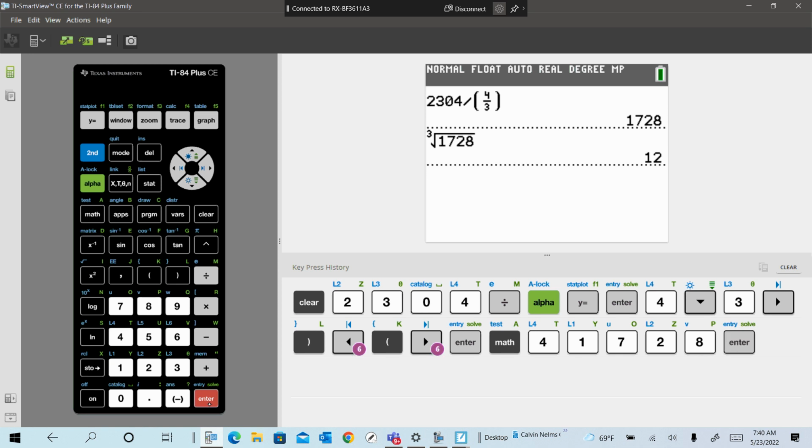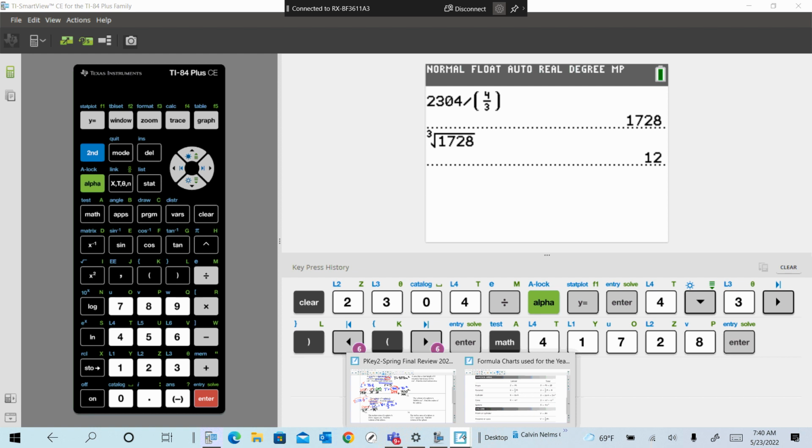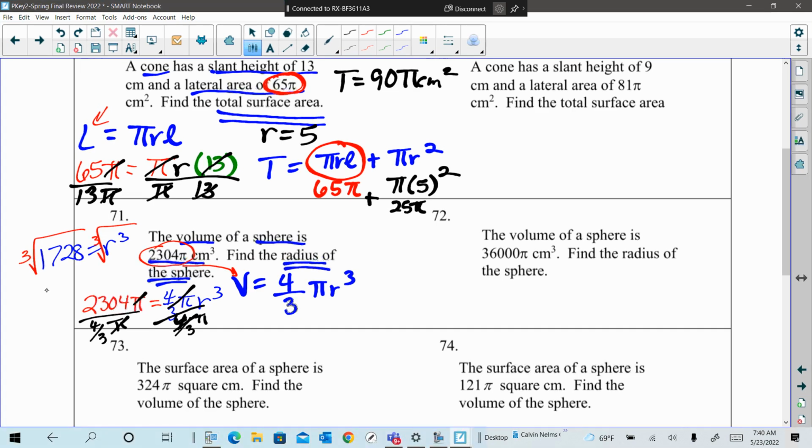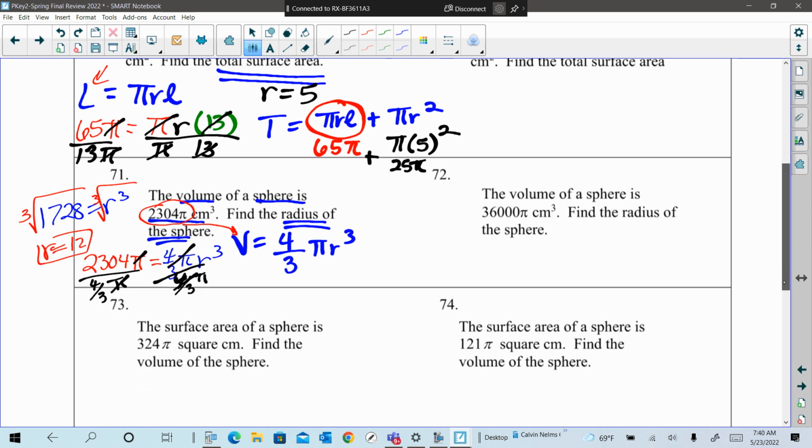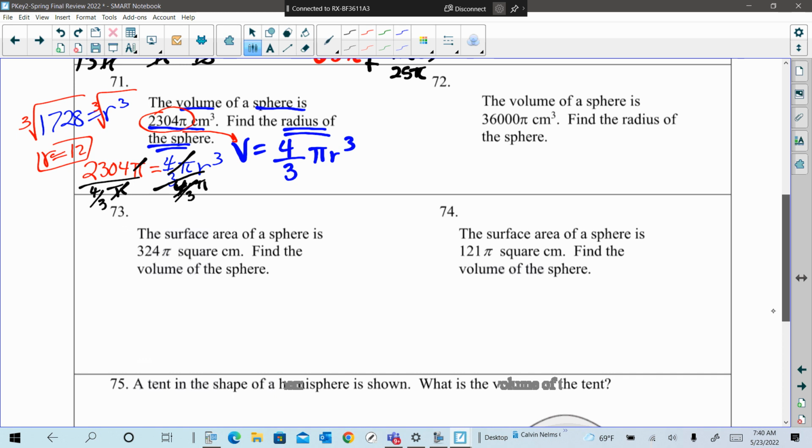And we get 12. Now that we know that the radius is 12, oh, that's all they want us to find, sorry. So we're just finding the radius by working backwards. Yeah, it's the next one that they want you to plug it back in to find the volume.